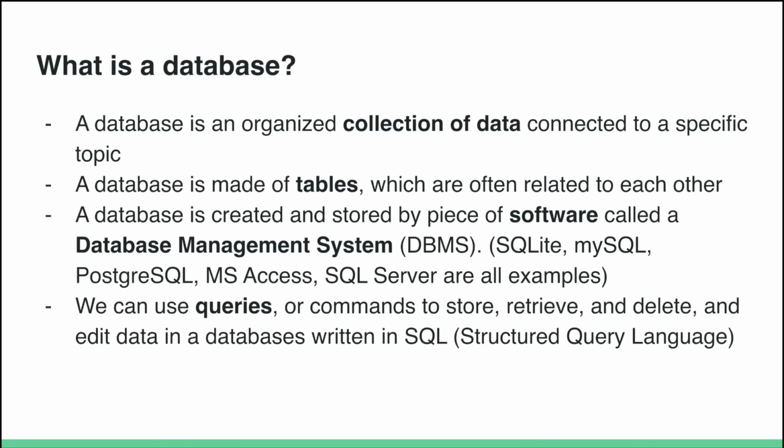Now, a database itself is an organized collection of data connected to a specific topic or context. It's made up of tables, which are often related to each other. Now, this part isn't strictly true. There are different types of databases that don't include tables, but just for the first part of this video, pretend that those are the only types of databases we know about, which are also called relational databases.